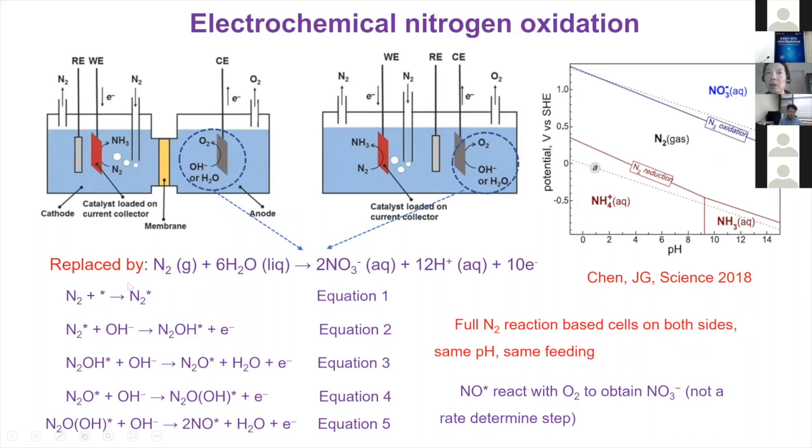Nitrogen goes to the nitrogen radical, and finally all the way to the nitrogen oxide radical. After reaching this step, the rest, from nitrogen oxide radical to become a nitrate molecule, is not a rate determining step. That means you might not require an electrocatalytic process to drive this reaction, and you might just spontaneously react with oxygen.